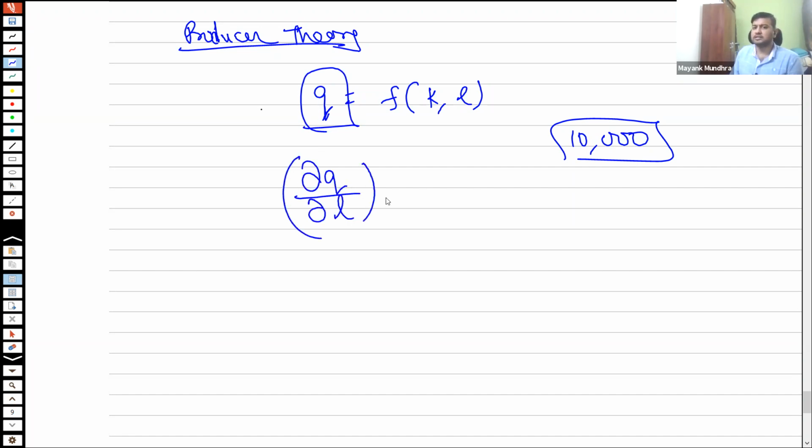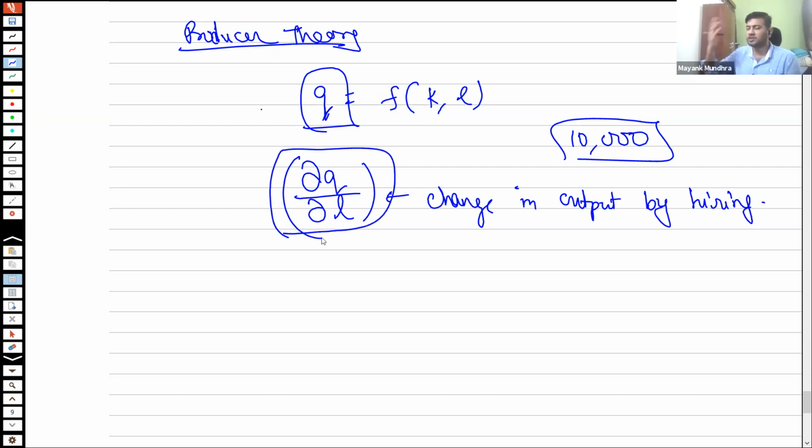And this is basically the change in output by hiring this guy. Now, if this change in output will result in some change, how much money value will it result in? That is something we'll have to see in later chapters. That will depend on if you're a monopoly, if you're an oligopoly, or if you're a competitive firm. So that will depend on the market structure, how a change in quantity really causes a change in revenue. So I'm not going to look into that right now.